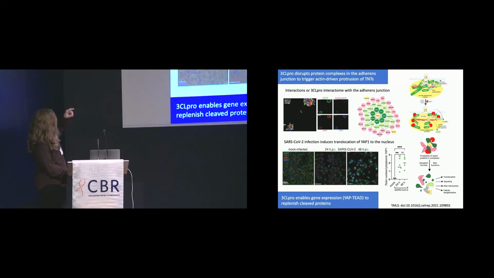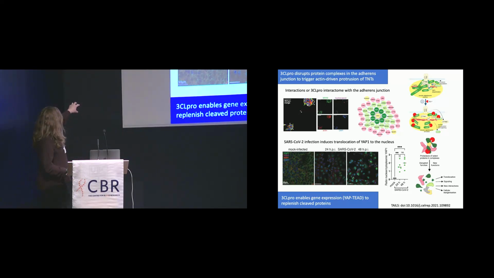And then if you look at the top right, what we think is happening is that the proteins shown in green up there that are in these big complexes are being cleaved by 3CL-Pro, and then that allows rearrangement of the cytoskeleton to form these tunneling nanotubes. And you'll notice that there's also transcription factors that are sequestered in those complexes in what's known as the zonular signalosome. So we also think that cleavage by 3CL-Pro releases these transcription factors, and it's known that in SARS-CoV-2 infection there are big changes in gene expression.